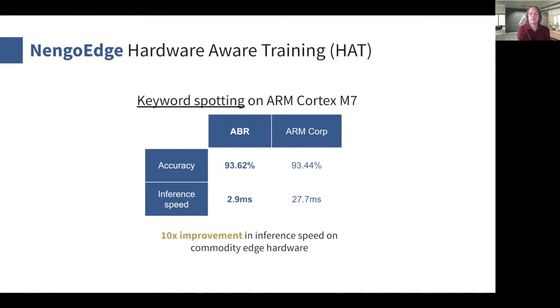You can see that we have about a 10x improvement on inference speed, meaning that you're going to have much less power use or you have more cycles for doing other things. And this is using standard commodity edge hardware. And in fact, the accuracy we're displaying here has improved since. So as you can see, NengoEdge has this secret sauce, the LMU, which allows it to build state-of-the-art, better than state-of-the-art models and deploy them to specific pieces of hardware.